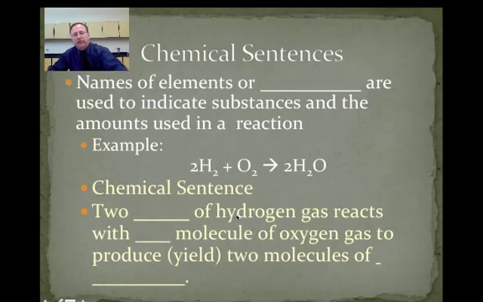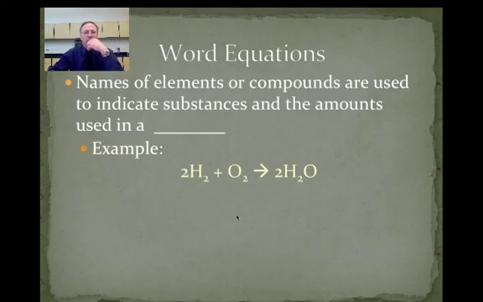Got it? Easy enough. Okay, now, the names of the elements or compounds are used to indicate substances and the amounts used in a reaction. In a reaction. Okay, so here we once again have 2 hydrogen molecules combining with 1 molecule of oxygen, producing 2 molecules of water.